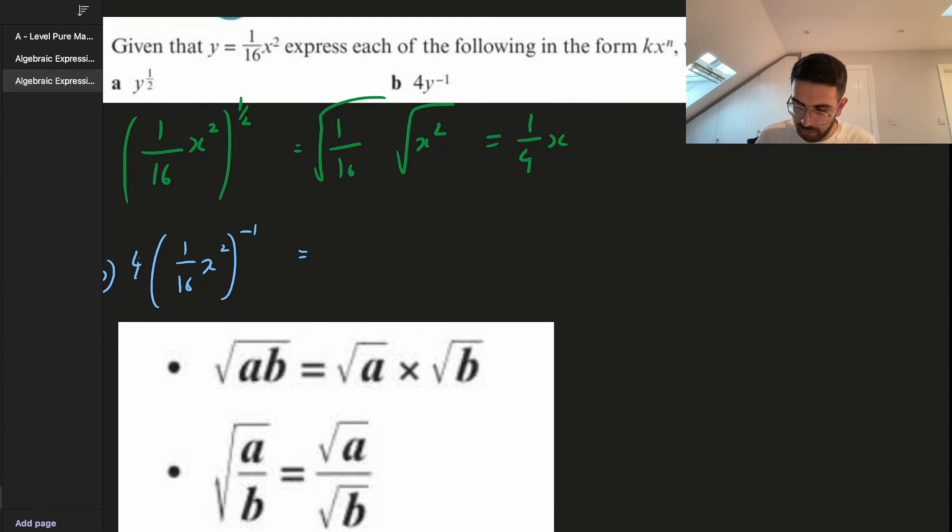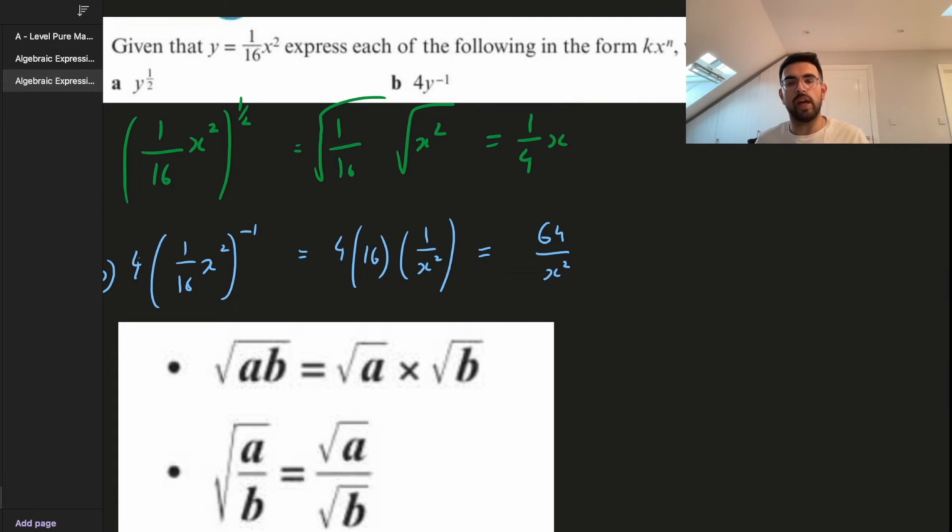That's all I'm doing. So let's separate it. So this is going to be 16, and then 1 over x squared. That's it. So now we're just going to get 64 over x squared, or 64x to the minus 2. And there's our answer. Okay, now we've written it in a form where it's in kx to the power n.